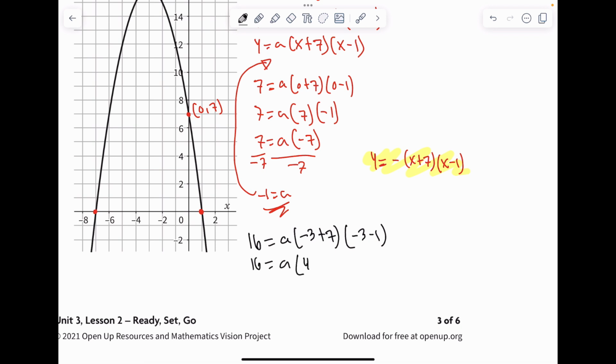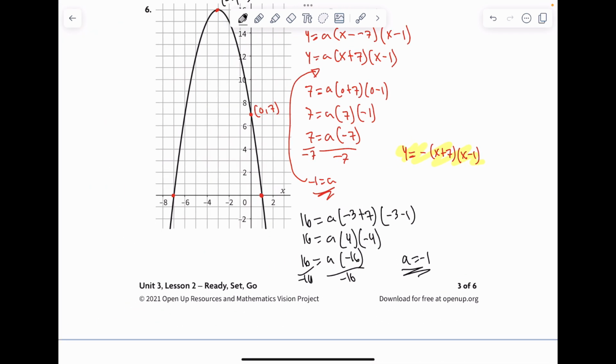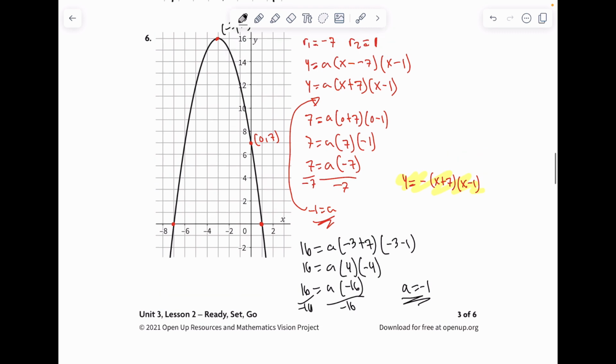So I get 16 is equal to a. This right here is 4. -3 minus 1 is -4. So I get 16 is equal to a times -16. Divide this by -16. So then a is -1. Okay, so we get the same answer for a. Very nice. That's kind of the first 6 problems.